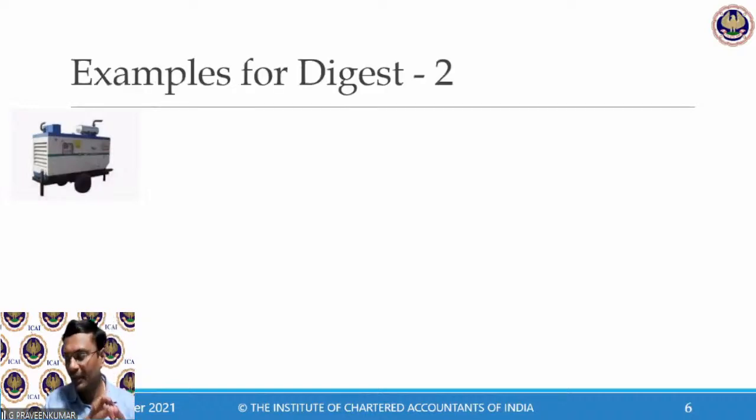Next example. Most of the students have this particular element of doubt where they always question, so why is the diesel being charged? Now this example I have picked up from that particular backdrop. Let us take the example of a hiring of a DG set. Hire of a DG set.